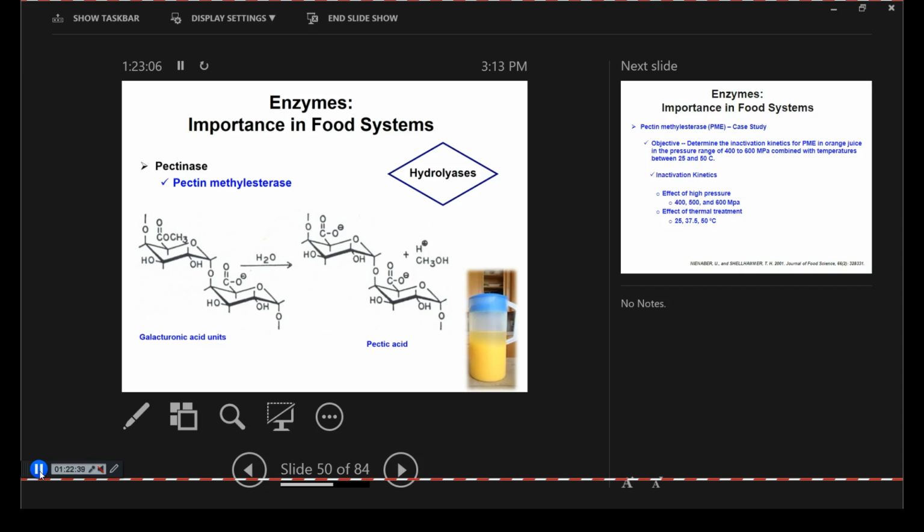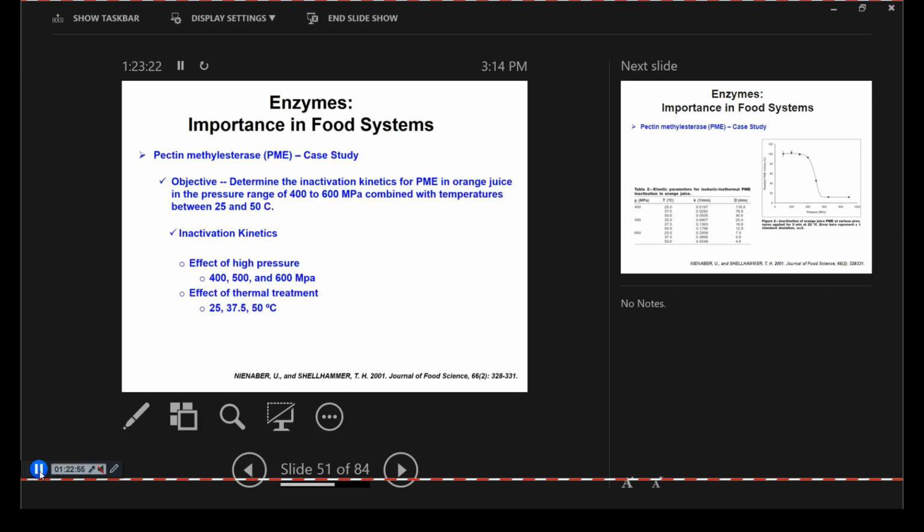Because when you break down the methyl in the presence of calcium, you form those bonds, and they can form large polymers and can precipitate out. That's what happens. So here's a case study.